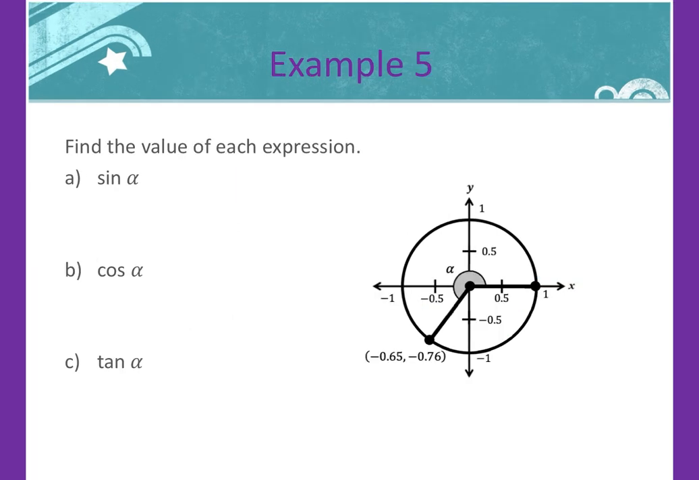All right, do this last one, and then we're done. What's your radius this time? 1, which means the sine is what? Good. Negative 0.76 because it's the y coordinate. What's your cosine? Negative 0.065. And then the tangent, negative 0.076 over negative 0.065, which is 1.169 or 1.17.